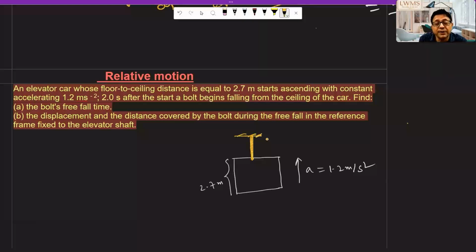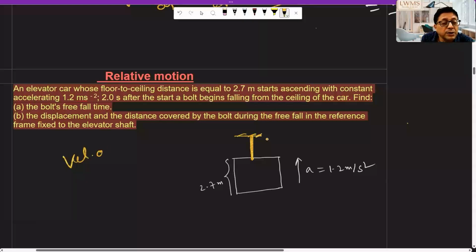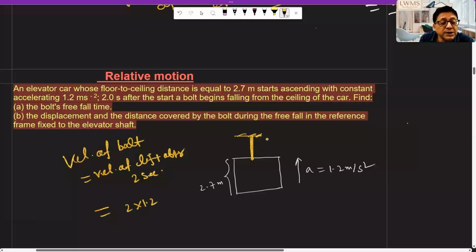To solve the problem, we will be finding the velocity of the bolt and the lift after 2 seconds. They said 2 seconds, no? So the velocity of the lift after 2 seconds is going to be what? Acceleration is given, starts from rest, so 2.4 meters per second.